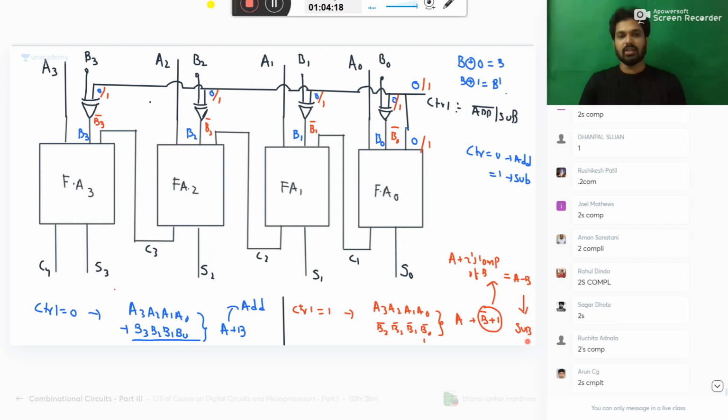Okay, so take the number 1010. It will complement as 0101, and at the LSB it adds 1 bit again. That will give you the 2's complement. This is how you can perform subtraction here.